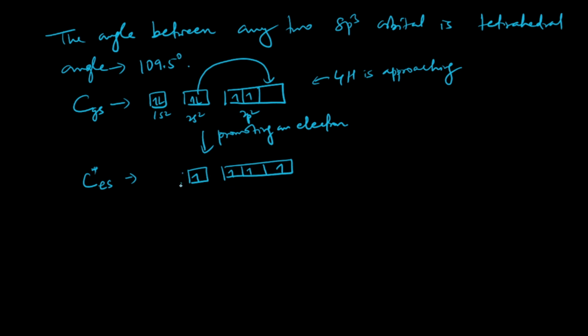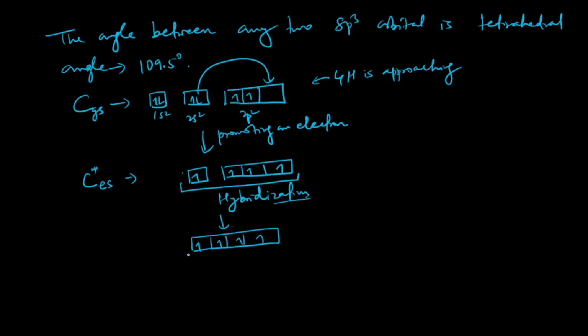So now what will it do? Hybridization takes place. Okay, hybridization is taking place. So after hybridization, all are 4 equivalent bonds: 1, 2, 3 and 4.